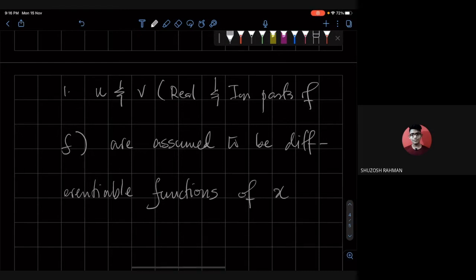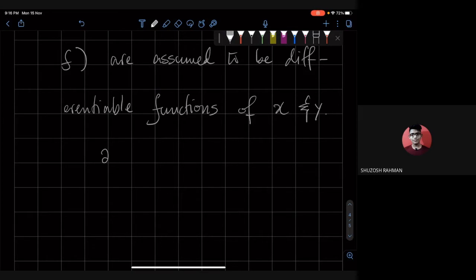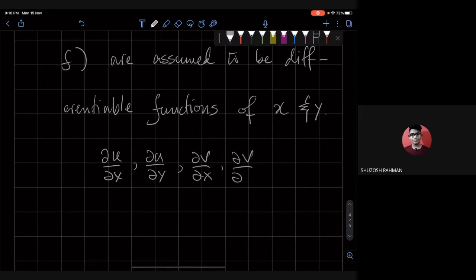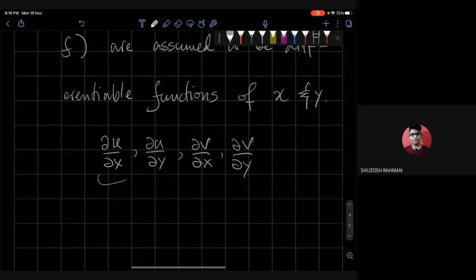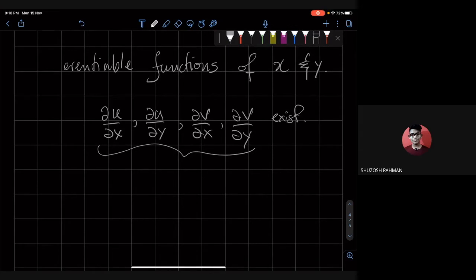Differentiable functions of x and y. Of course they can blow up in certain regions, but more or less on the two-dimensional plane, they're differentiable. So what does it mean? We assume that du by dx, du by dy, dv by dx, dv by dy exist. But real differentiability and continuity is not the same as complex differentiability and continuity.